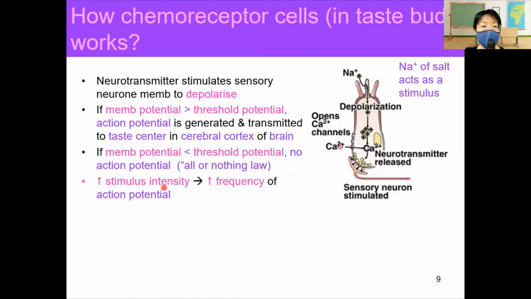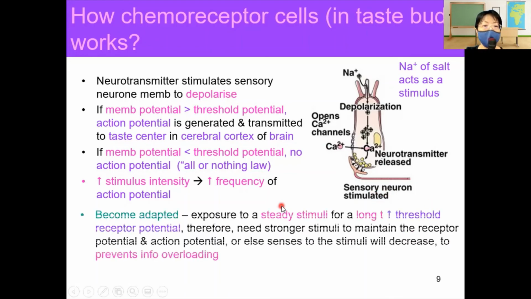So the higher the stimulus intensity, meaning the more salty it is, the higher is the frequency of action potential. Okay, because how do we know that this is more salty than the other? Because action potential is always positive 30 millivolt, right? We know based on the frequency of action potential. So the more salty the food or drink, the higher the frequency of action potential sent along this sensory neuron.